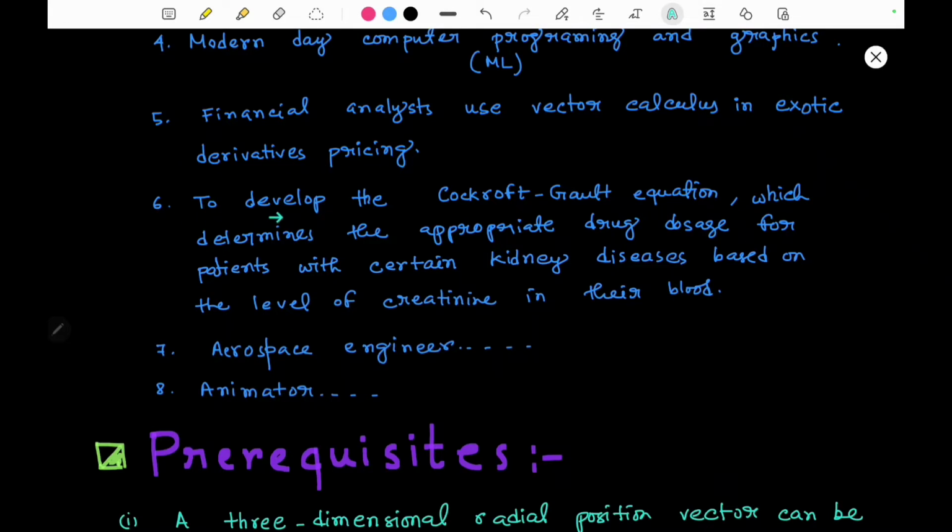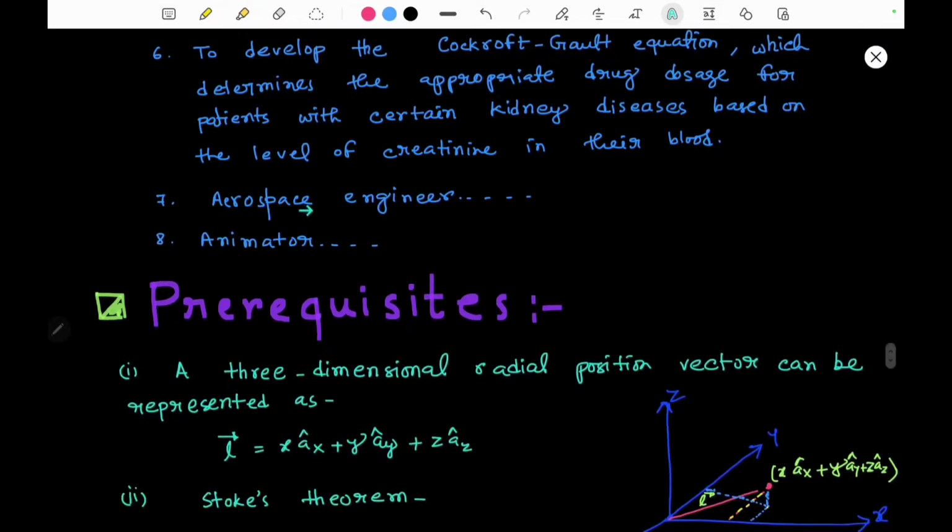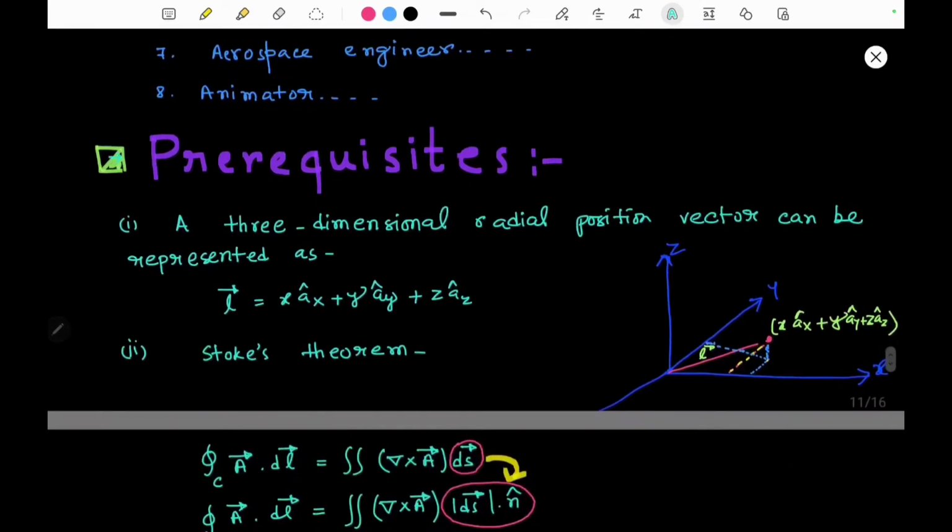Point 6: to develop the Cockcroft-Gault equation, which determines the appropriate drug dose for patients with certain kidney disease based on the level of creatinine in their blood. Also in aerospace engineering and animation, vector calculus is used heavily. Now some prerequisites are there that we can know.